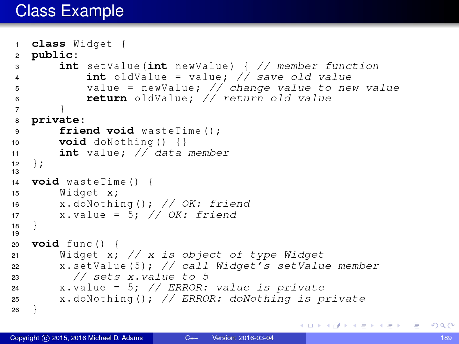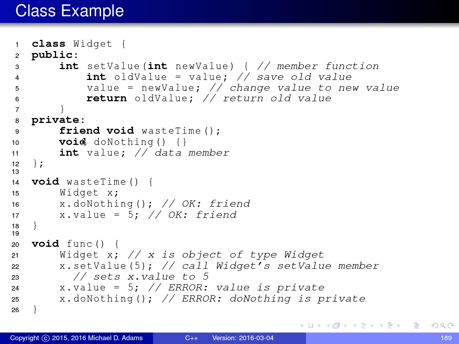On this slide, we have another example illustrating the notion of friendship. We have a class called widget, and it has a single data member called value, so the class basically stores an integer value for some purpose. And it has a single member function called setValue that allows you to change the value of this value data member and also return its old value in the process. So the function returns an int, which is the old value before it set the value data member to this new value.